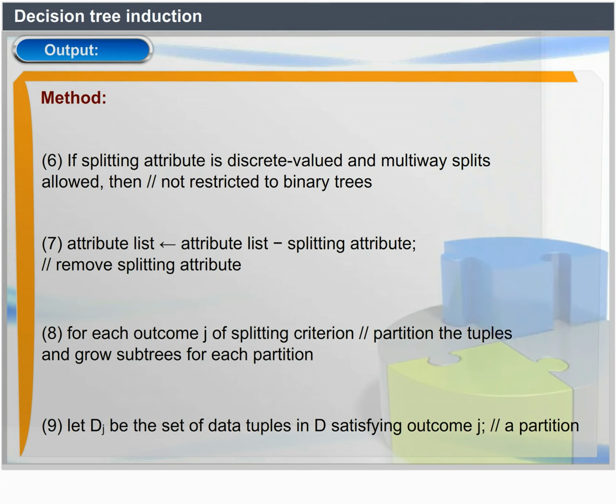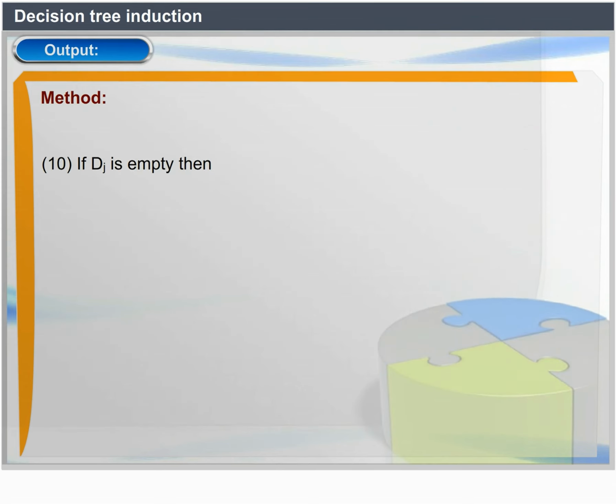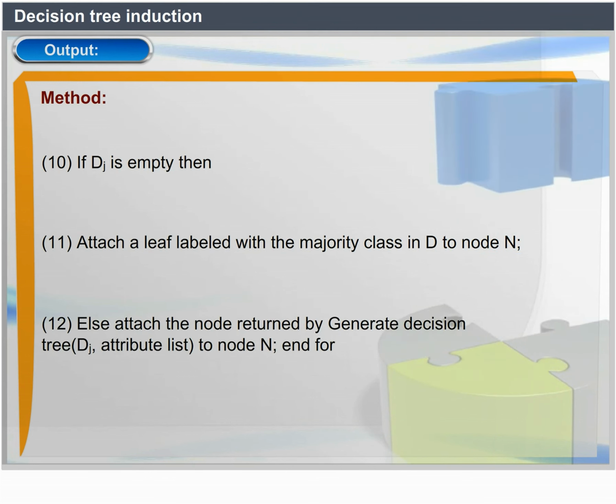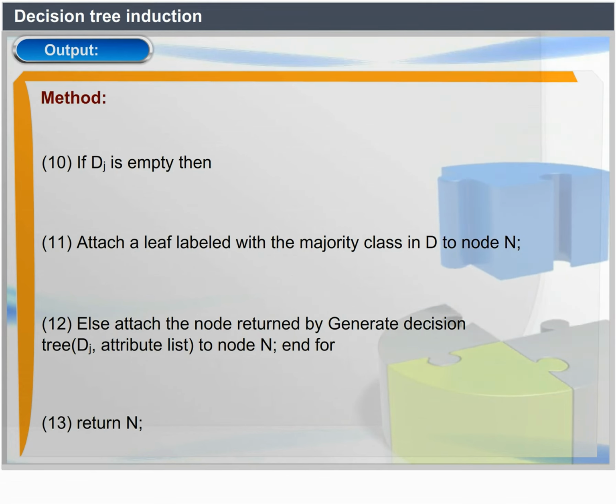A partition. Step 10. If Dj is empty, then Step 11. Attach a leaf labeled with the majority class in D to node n. Step 12. Else attach the node returned by generate decision tree (Dj, attribute list) to node n. End. Step 13. Return n.